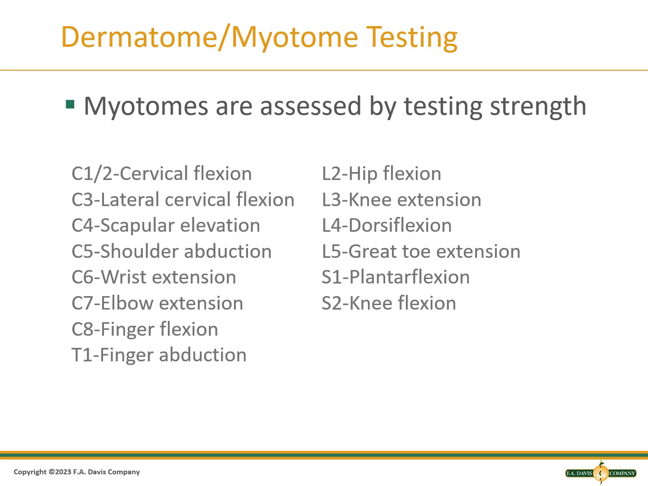And for our myotomes, we assess C1, C2 by looking at cervical flexion, C3 is lateral cervical flexion, C4 with scapular elevation, C5 with shoulder abduction, C6 with wrist extension, C7 with elbow extension, C8 with finger flexion, and T1 with finger abduction. To assess myotomes of the lower extremity, we assess L2 with hip flexion, L3 with knee extension, L4 with dorsiflexion, L5 with great toe extension, S1 with plantar flexion, and S2 with knee flexion.